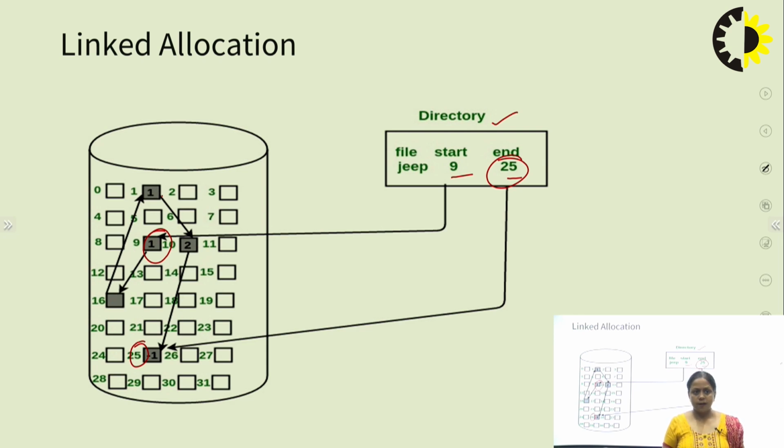The file is divided into parts and it is stored anywhere in the secondary storage, but we have pointers here to find out the other part of the file, and we will store here in the directory the starting and the ending block.